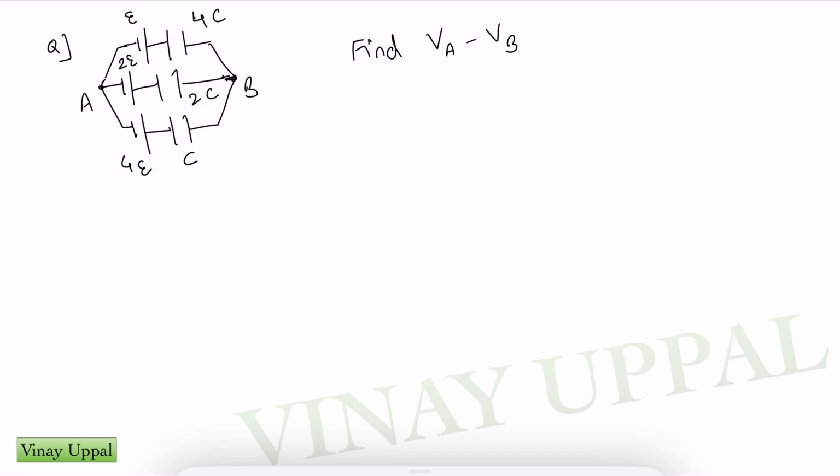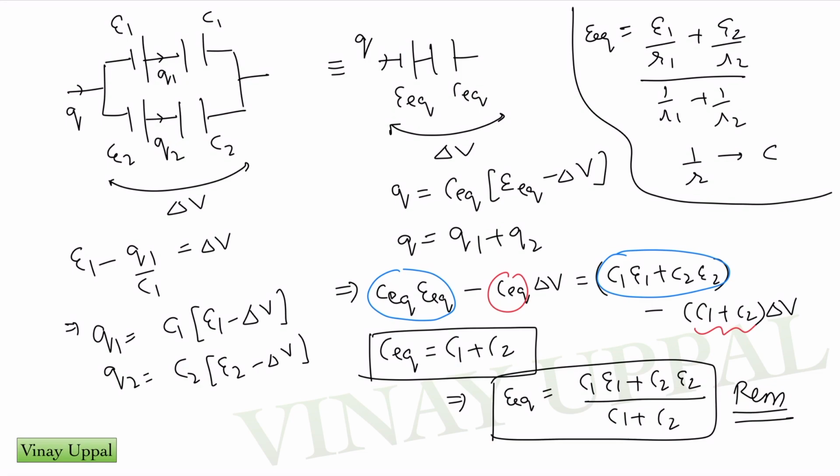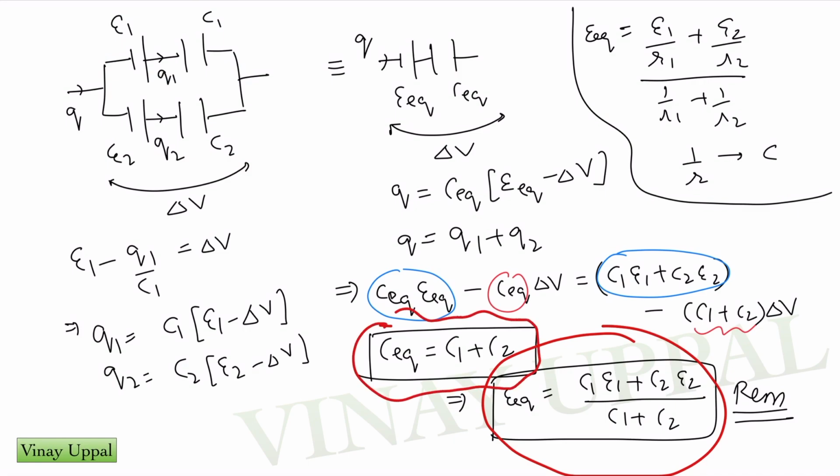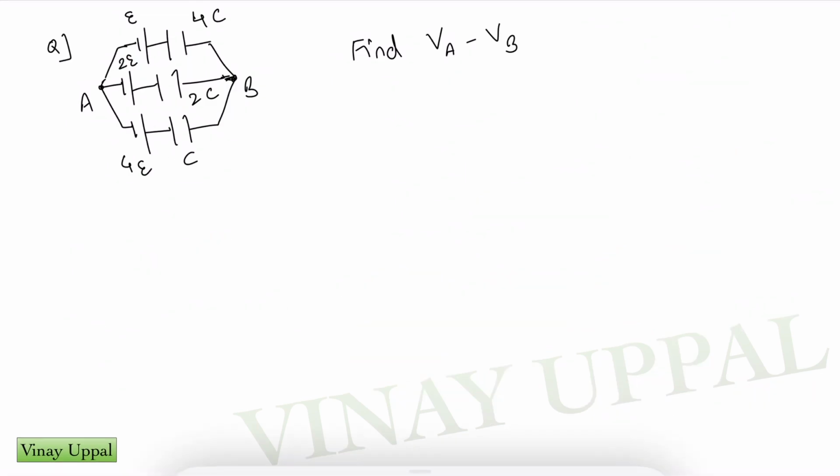If you remember this expression for capacitors, when you have these branches in parallel, the formula was (C1 E1 plus C2 E2) divided by (C1 plus C2), and C equivalent of course was just the parallel addition. I'm going to use this expression. So I'm going to write this entire combination as a single battery and a single capacitance, E equivalent and C equivalent, between points A and B.